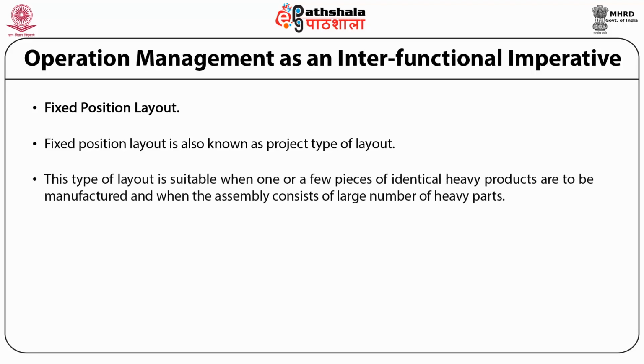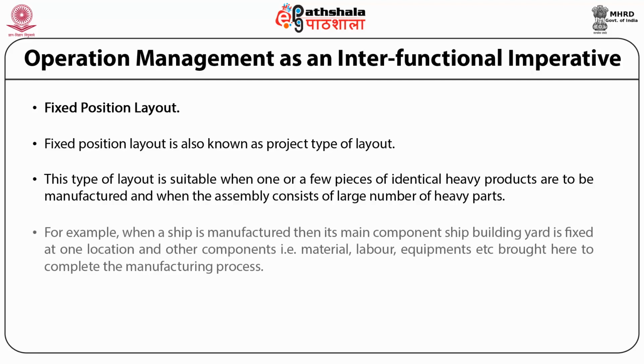This type of layout is suitable when one or a few pieces of identical heavy products are to be manufactured. When the assembly consists of a large number of heavy parts, the cost of transportation for these parts is very high. For example, when a ship is manufactured, then its main component, the shipbuilding yard, is fixed at one location and other components including material, labor, equipment, etc. are brought here to complete the manufacturing process.